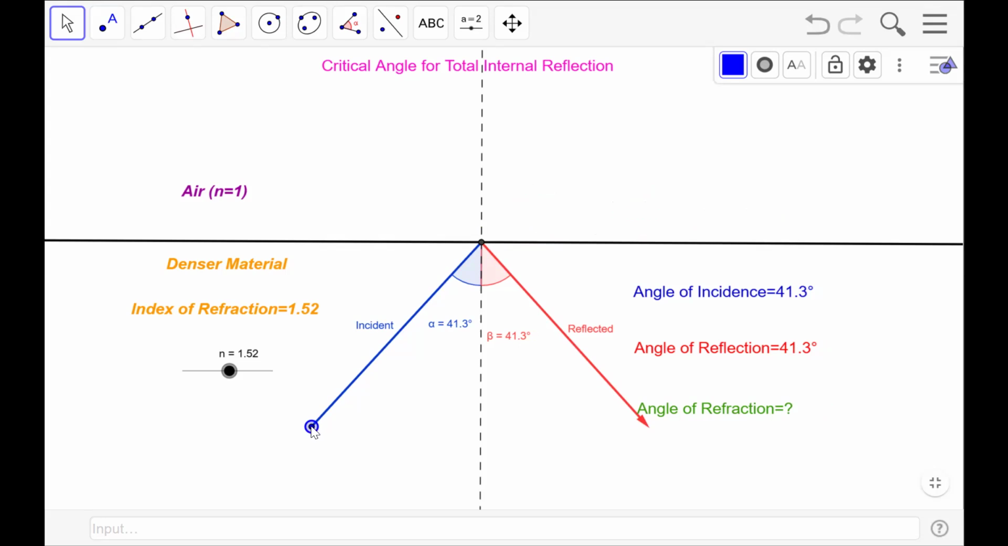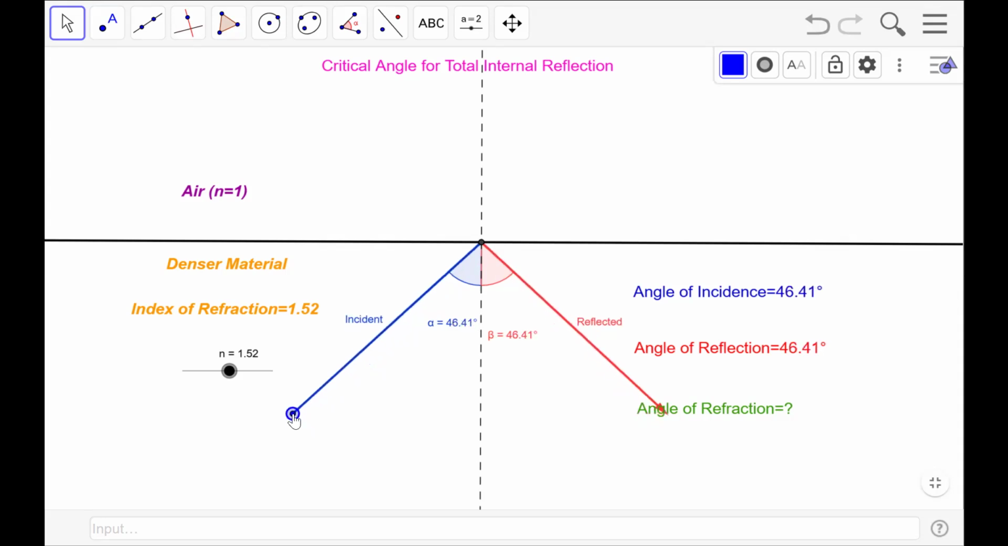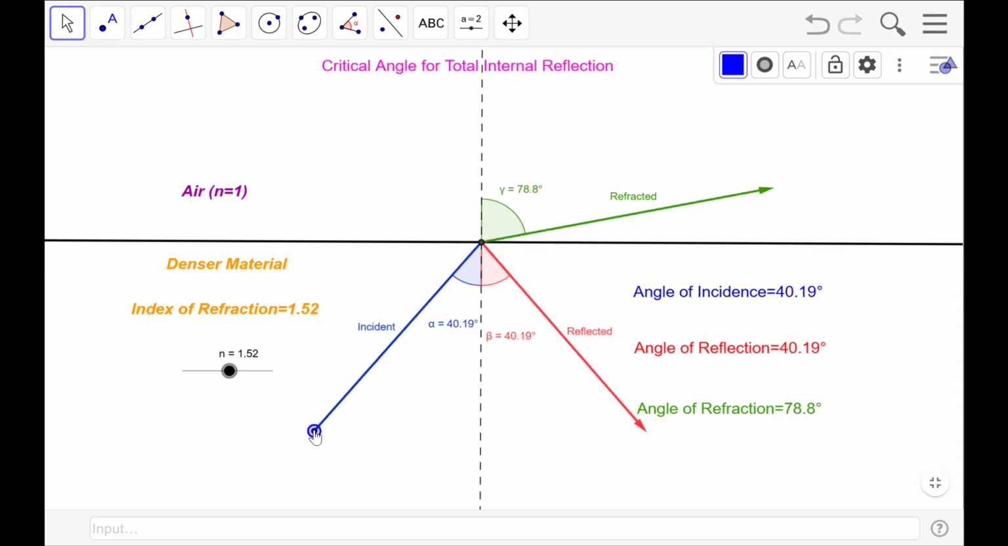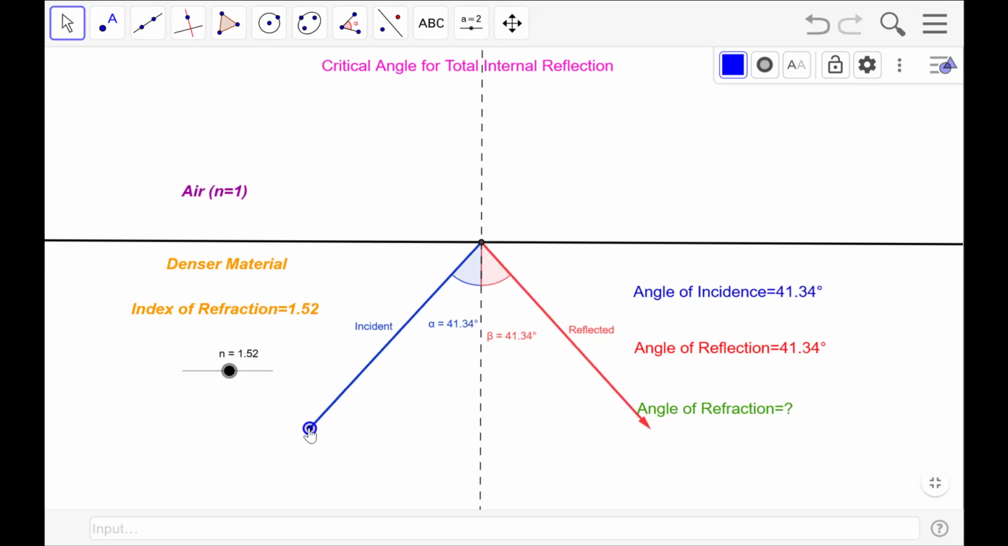So the angle of incidence in the denser medium for which the angle of refraction is 90 degrees, or the refracted ray grazes the boundary between the two media, is called the critical angle. So now the incident angle is 41.3 degrees, which is the critical angle for this case. You can see for 86 and 90. So this is the critical angle. Clear?